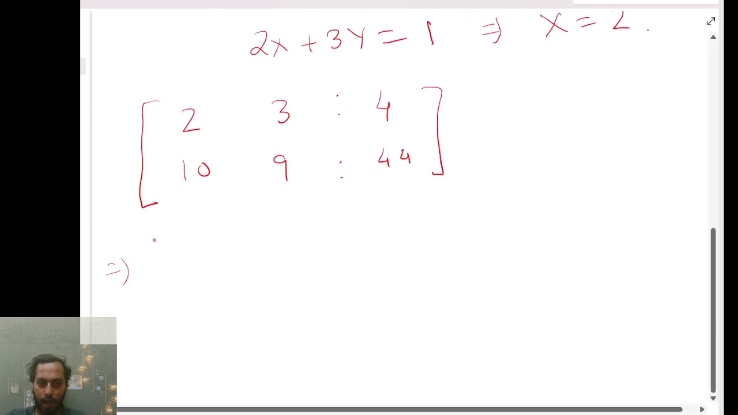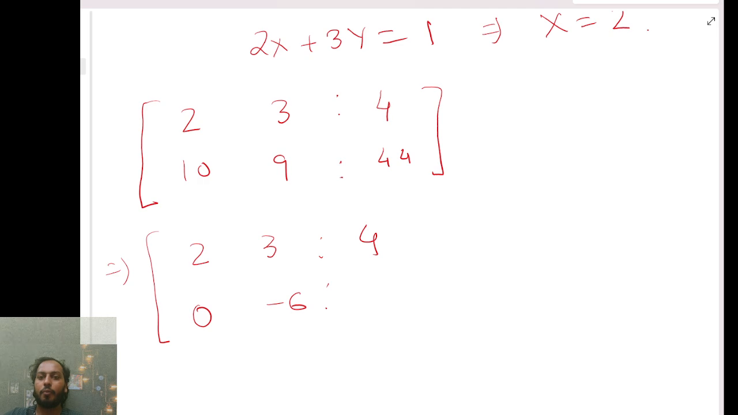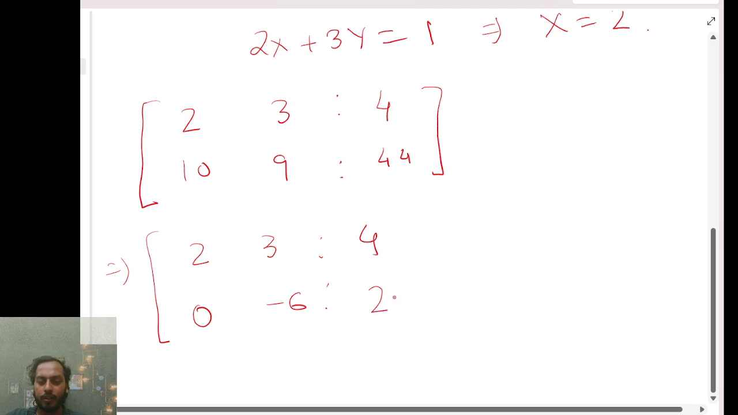Again, my first step is to knock out this 10. For that I choose the multiplier 5. It becomes 0, and 9 minus 15 will become minus 6. This will change now. And what will this number be? 5 times 4 is 20, and I'm going to subtract that from here. So it will become 44 minus 20, which is 24. That should be my new matrix.